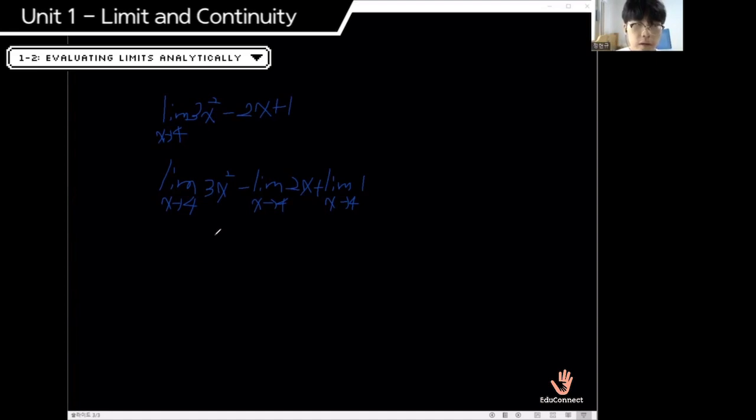Next, we can use law number 5, which tells us that we can move a coefficient in front of the limit. So by doing this, you get 3 times the limit as x approaches 4 of x squared, minus 2 times the limit as x approaches 4 of x, plus the limit as x approaches 4 of 1.